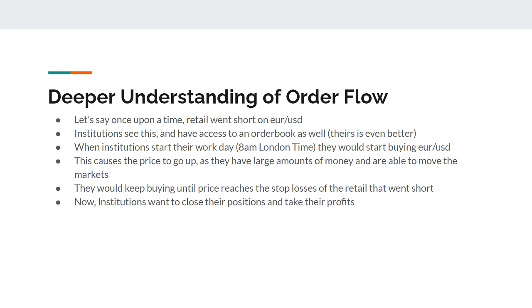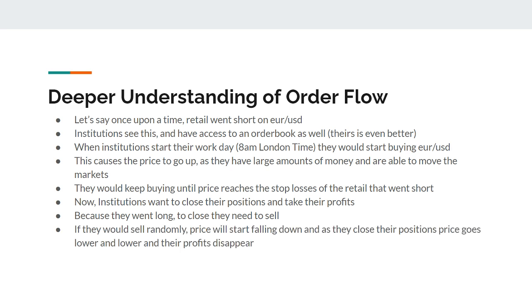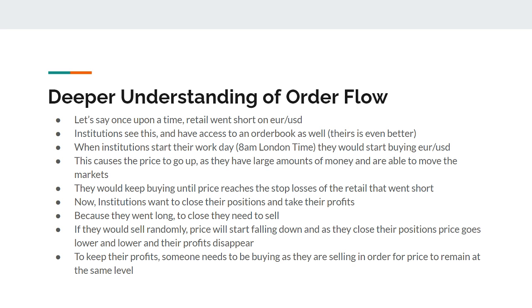Now, institutions want to close their positions and take their profits. Because they went long, to close, they need to sell. If they would sell randomly, price would start falling as they sell and close their buy positions, and their profits would disappear as they close their buy positions. To keep their profits, someone needs to be buying as they are selling and closing their positions for price to remain at the same level.